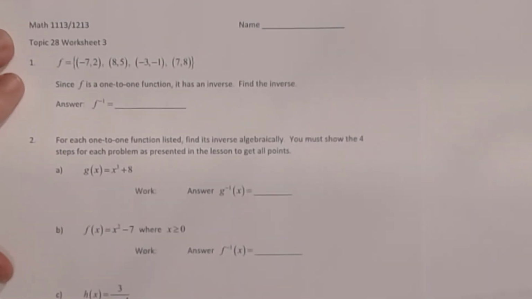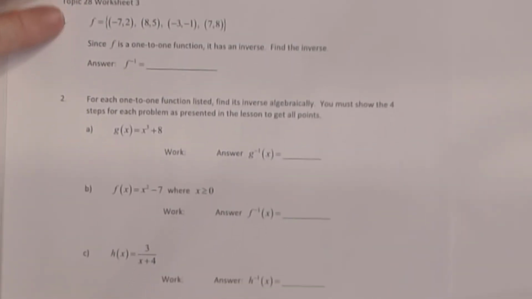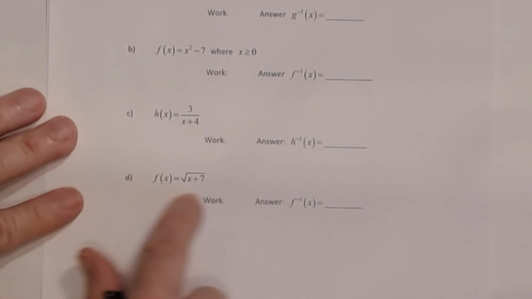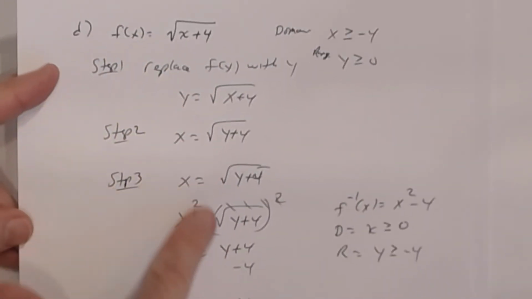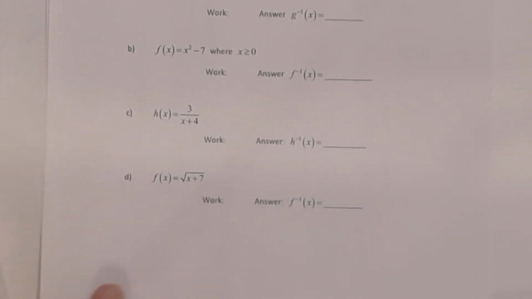But that should give you enough information to somehow get through worksheet number 3. The first part's easy right here. It is right here that you got to be careful. So when you do D right here, use this example to help you. Just follow those steps when doing D.